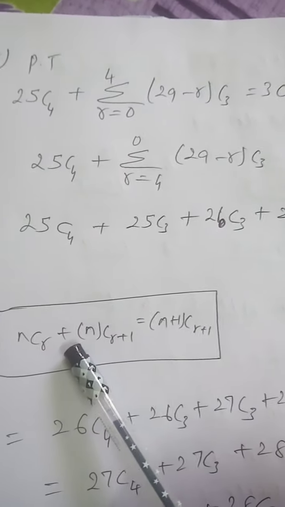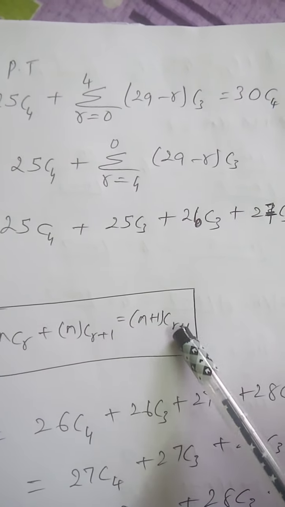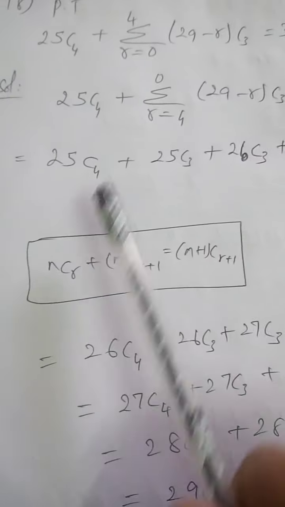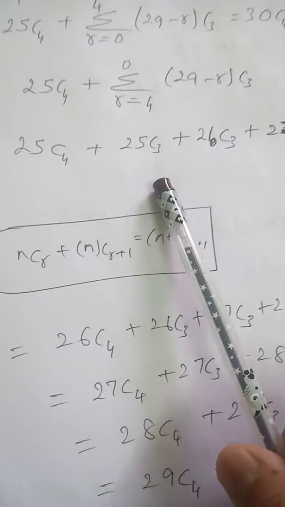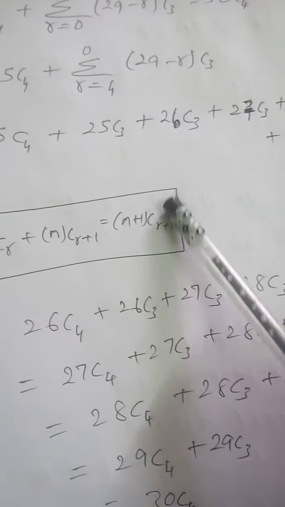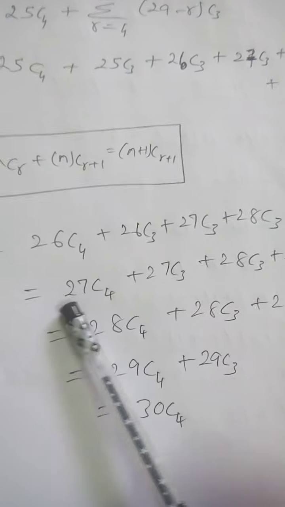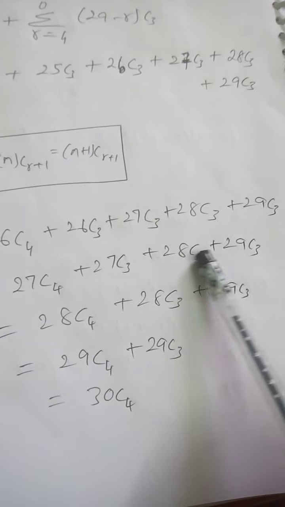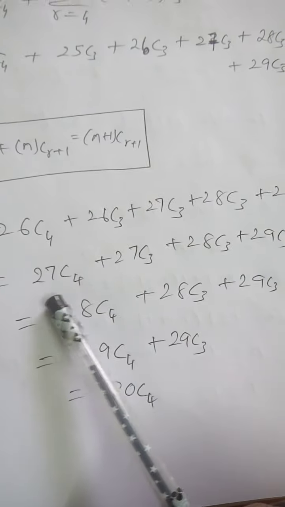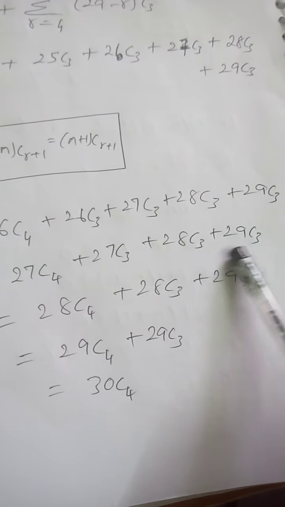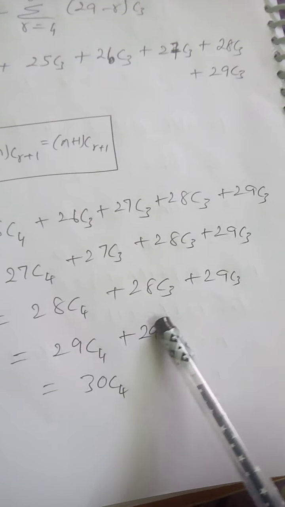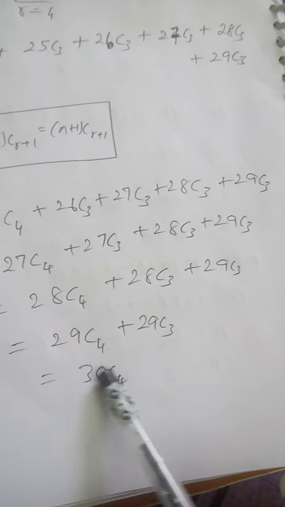Now we know the formula nCR plus nC(R plus 1) is equal to (n plus 1)C(R plus 1). So 25C4 plus 25C3 is 26C4, plus this as it is. Then again this to 27C4, and this is as it is. Then again 28C4, this is as it is. Then again 29C4 plus 29C3, so this will become 30C4.